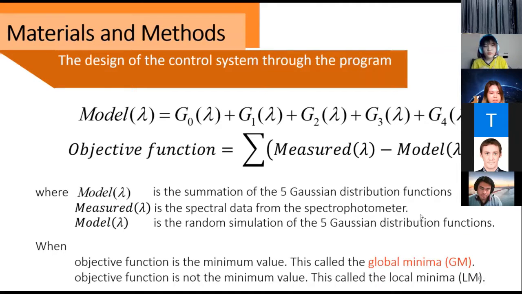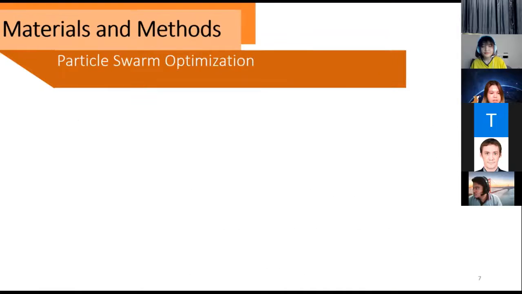Before going to the next step, I want to introduce two terms. When the objective function gets the minimum value, we call it the global minima, and if the objective function is not the minimum value, we call it a local minima.